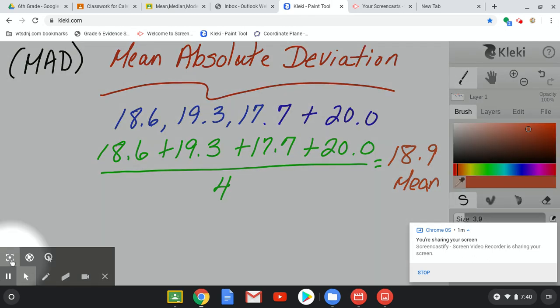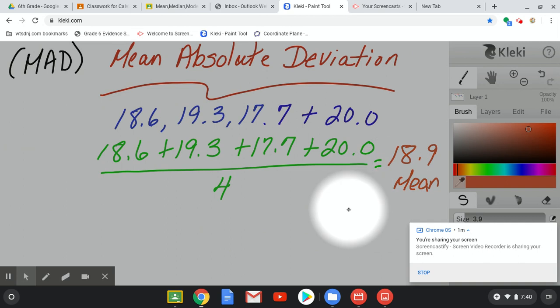Okay, so now step 1, calculate the mean, which is what we did. Step 2, I'm going to take my mean and I'm going to subtract that from each of these numbers. So I'm going to start with 18.6. I'm going to subtract 18.9. I'm going to then take 19.3, subtract 18.9, and so on and so forth. The one thing you have to know about calculating the mean absolute deviation, there are no negative numbers. So even if you get a negative number, you're going to make it positive. So for example, if we were to take 18.6 and subtract 18.9 from it, that would give us a negative value, but we're going to keep it as positive.